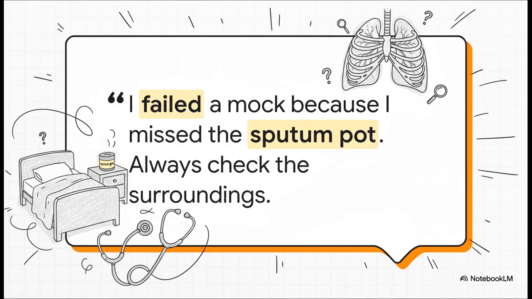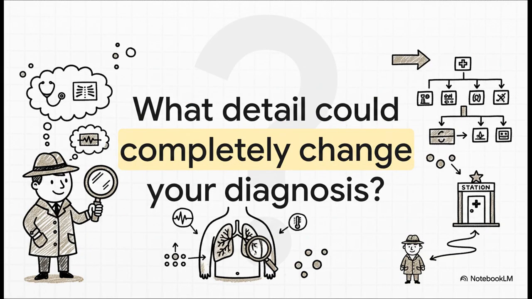Let's finish with a really powerful reminder from the source material. It's a quote from someone who learned this lesson the hard way. They didn't miss some complex physical sign. They missed the sputum pot next to the bed. It just goes to show you, the smallest observation can be the most important one. And really, that's your big takeaway. A good, systematic approach means seeing not just the patient, but the whole picture, the patient, the room, everything. It's about being a detective. So master the system, and you'll master the station.